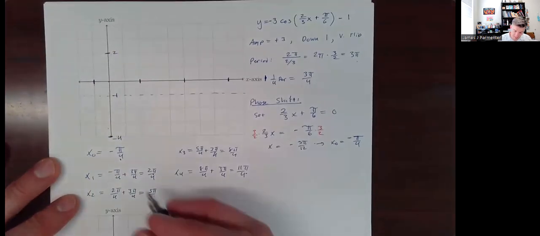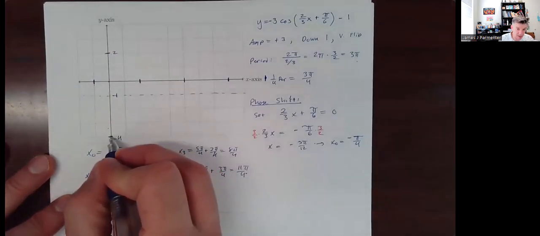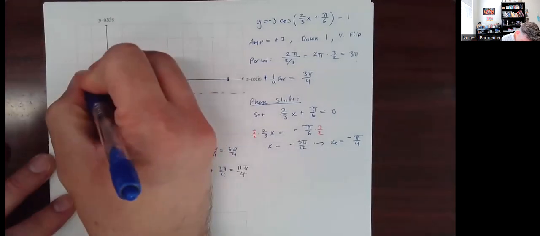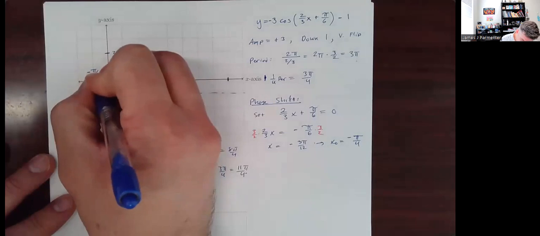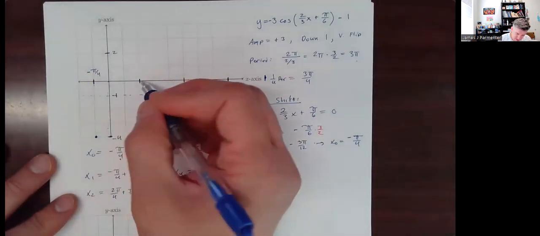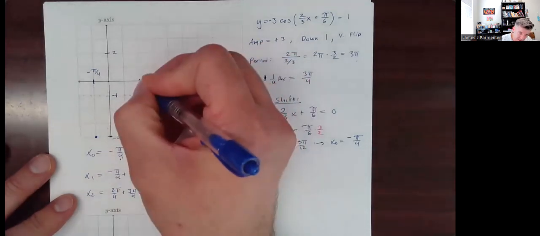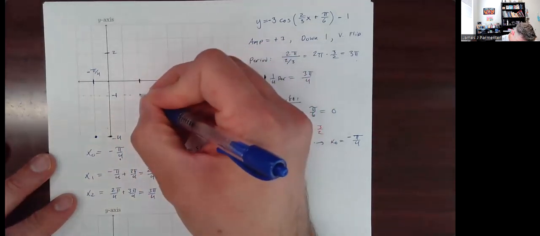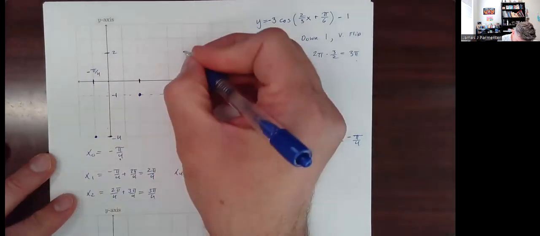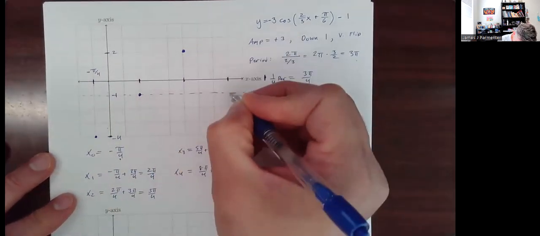Cosine starts at the bottom. Now, be careful. I'm not starting here. I'm starting here because my first x value of negative pi over 4 is right there. And then my next x value is right there. So that's where my new middle is. The middle is not there. The middle is there. Next x value at the top, next x value back at the middle.